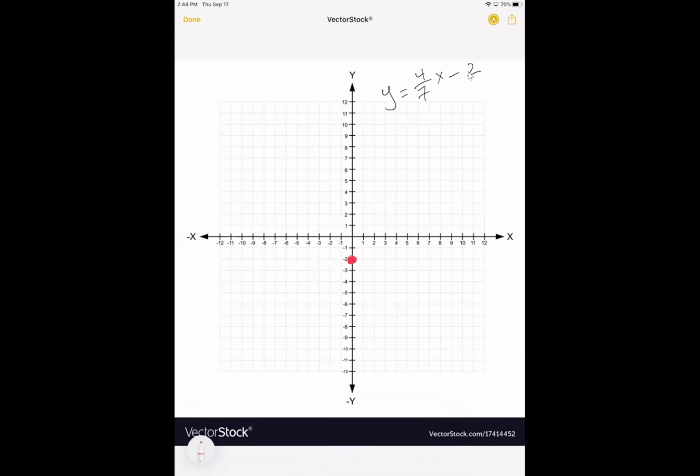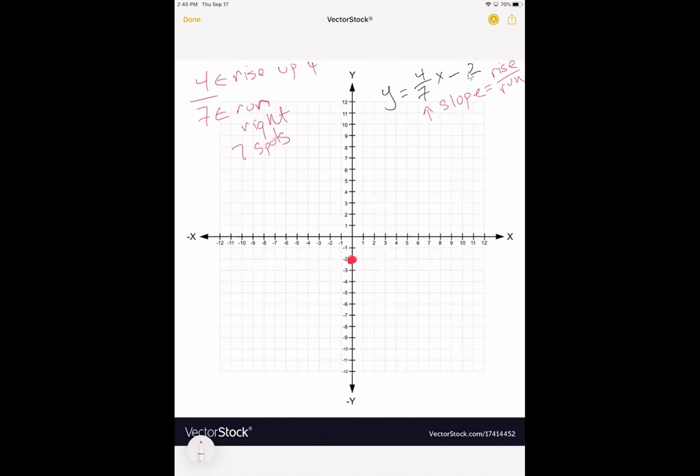Now, what do we do with this starting point on your y-intercept? Well, what does the slope tell me to do? Do you agree that the number in front of my x is my slope? And remember, the slope is the rise over the run. What does it mean, rise over run? Meaning 4 over 7. The 4 tells me to rise up 4 spots, and the run tells me to run to the right 7 slots, right? Or 7 spots.